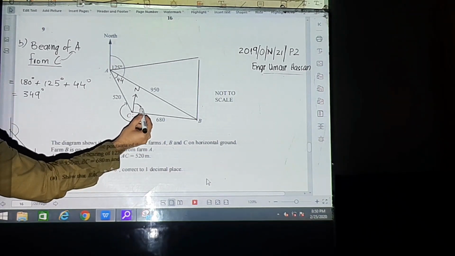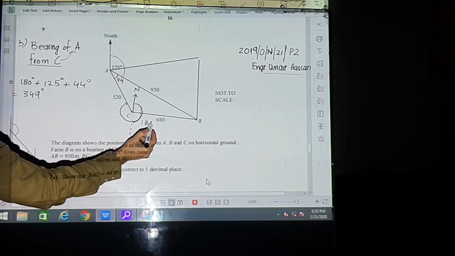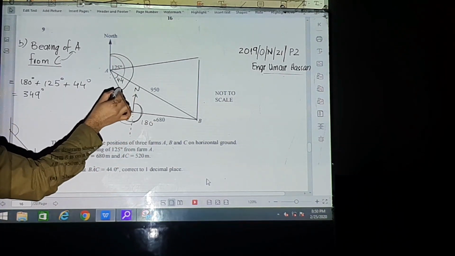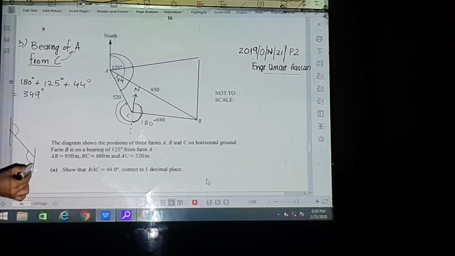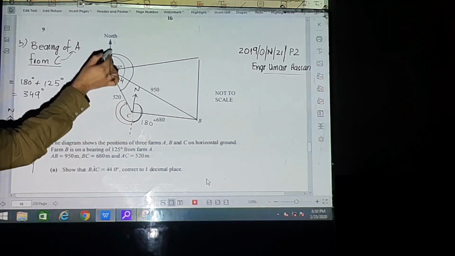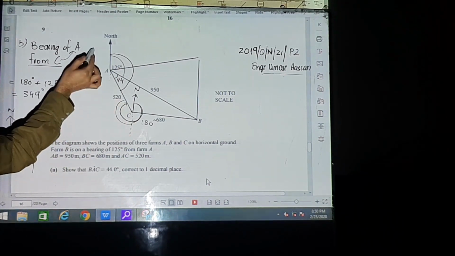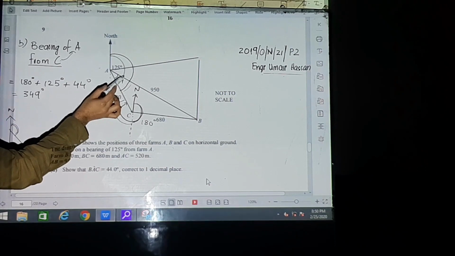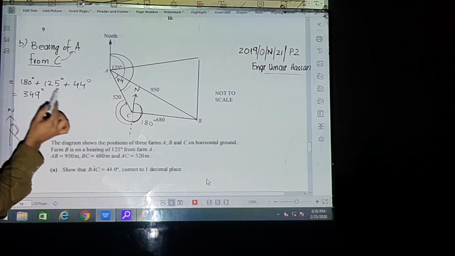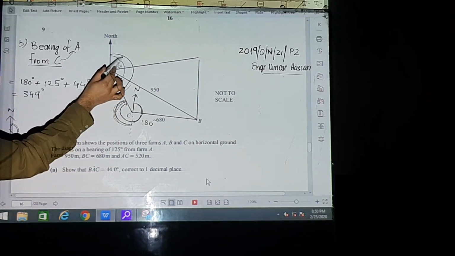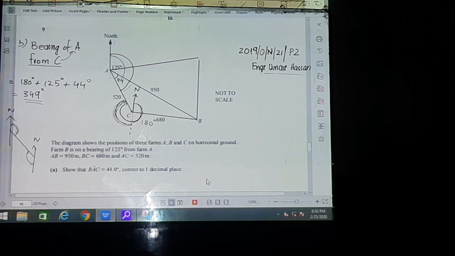Now this is 180, this part, half a circle, this is 180, and this angle is the same. Here there are two vertical lines, a north over here and a north over here, and this transversal line, this one. So this angle and this angle are the same. So this total angle is 125 plus 44, and this is 180. So your total angle will be 349 in this case.